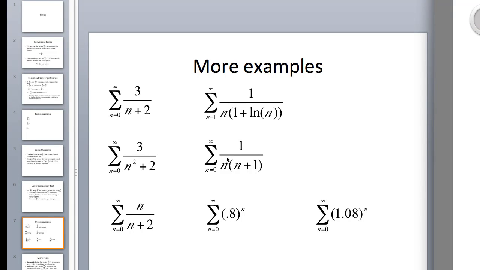Well, that's pretty easy if we think about it. 1 over n times n plus 1, well, that's 1 over n squared plus n. We can compare that to 1 over n squared, and we will get the limit as a constant, so this one will converge.